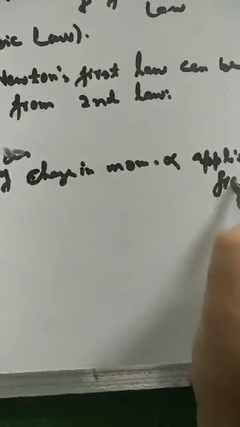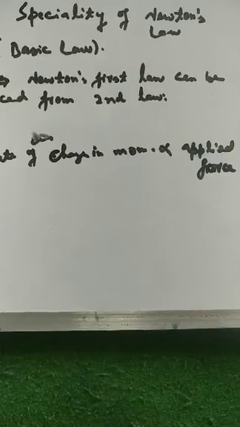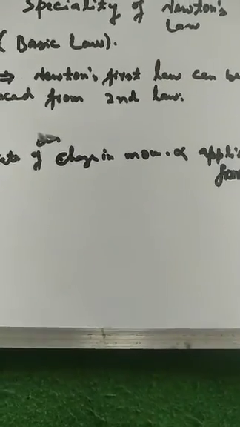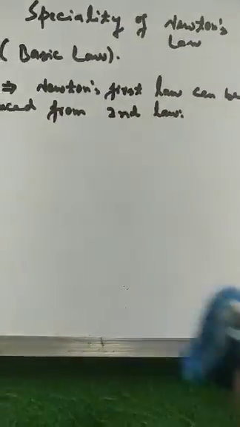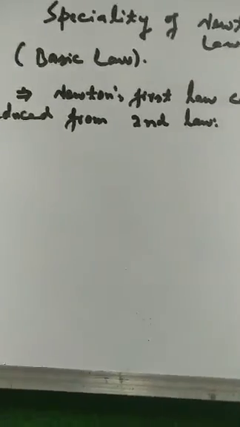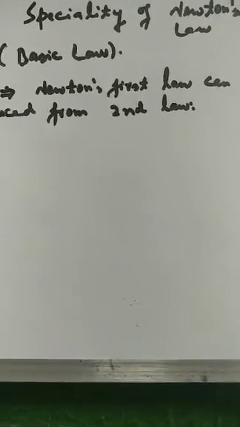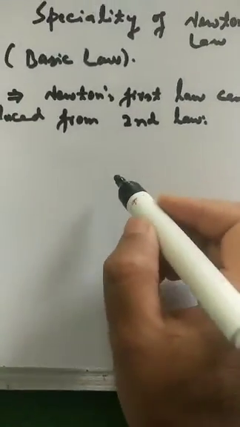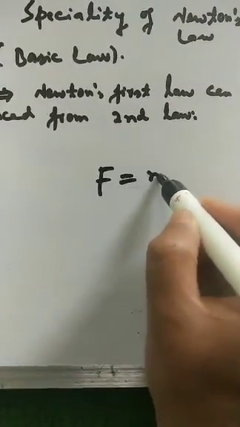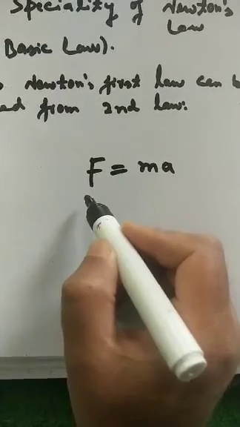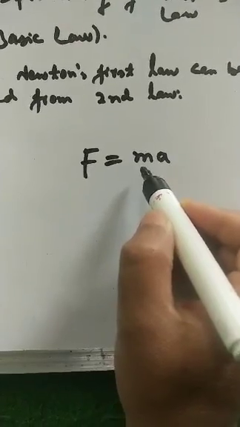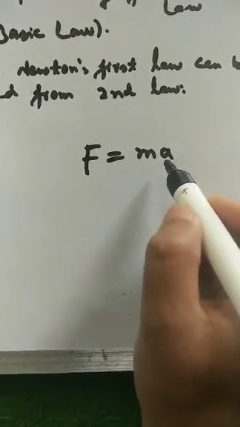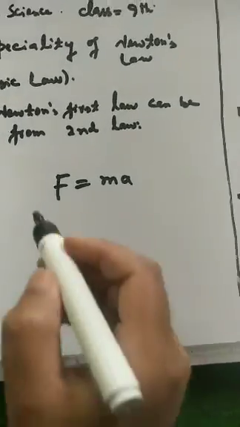More is the force applied to a body, more is the change in the momentum of the body. This is what we have studied in Newton's second law of motion. Another form we studied is F = ma, the force acting on it. This is the mathematical form of Newton's second law of motion: force acting on a body is equal to the product of the mass of the body and the acceleration of the body.